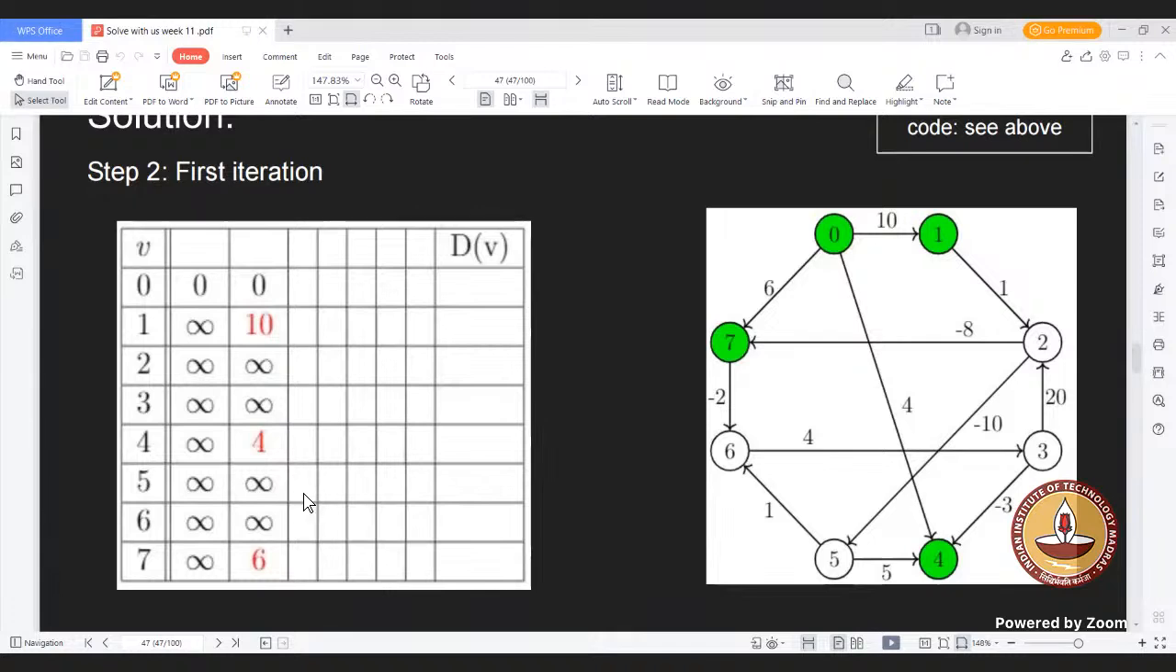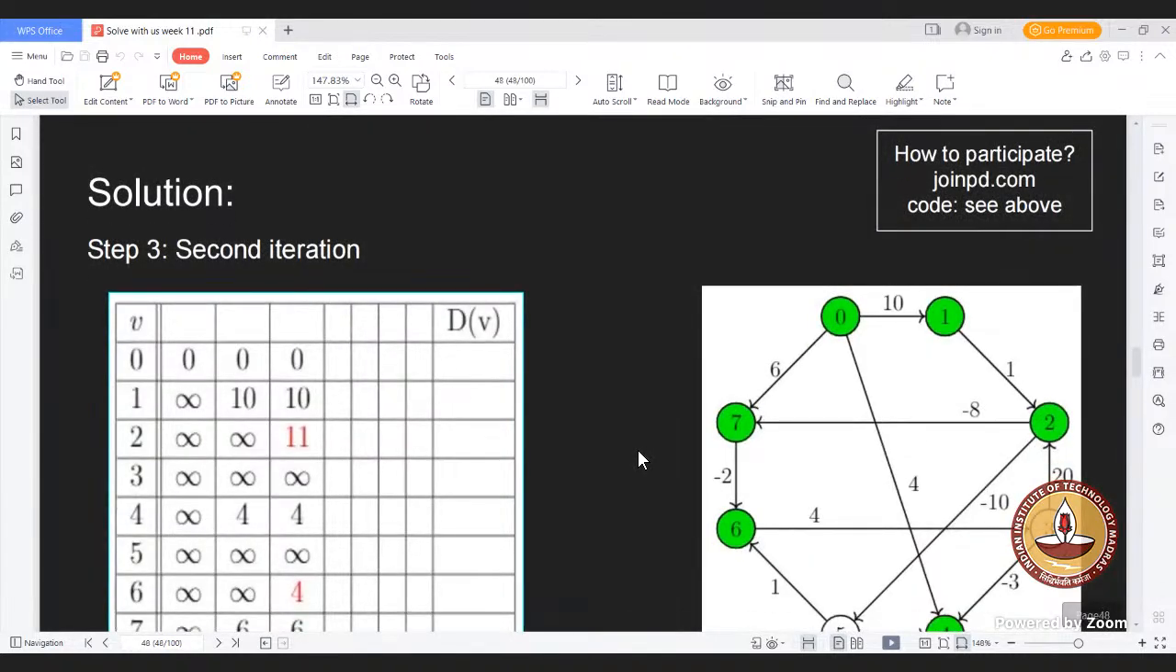What is the value here? Infinity. It will be infinity again. What is the value here now? 4, right? Which is 0 to 7 and 7 to 6. So it will be 4 here. What is this value? 6. It will also remain as it is. So this is the second iteration that we get.